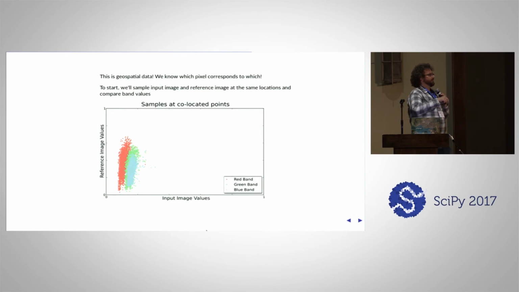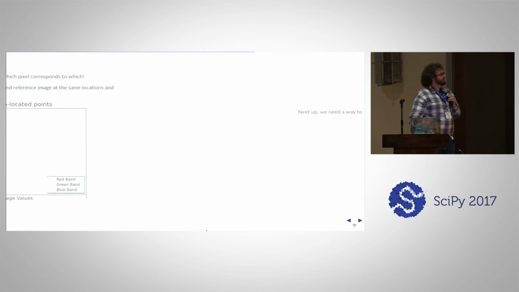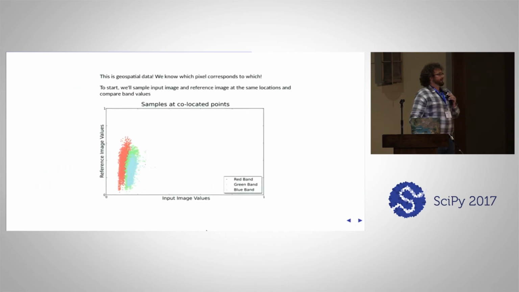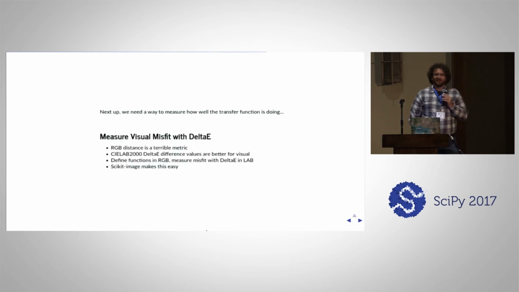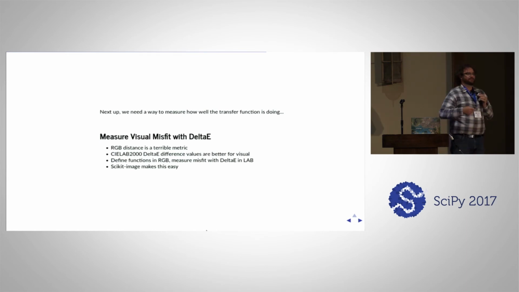So I've got a scatter plot of the input and the output. They're normalized to 0 to 1, and red, green, blue indicates each band. So we're more or less fitting the mathematical function to that. There's some caveats, though. We need to find some way to measure how well the function's doing. You know, we need a measure of misfit. And RGB distance is a terrible way to measure visual misfit. Just because things are far apart or close together in RGB space has very little to do with how they look visually in differences.